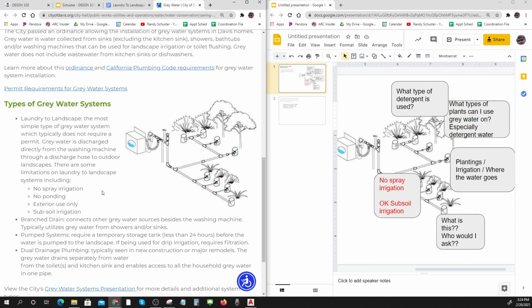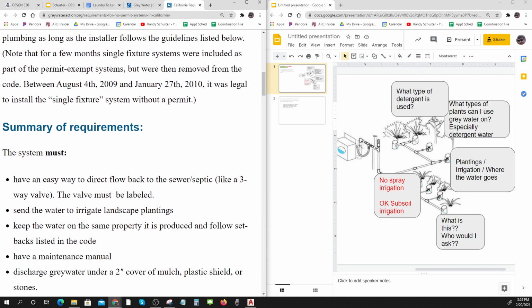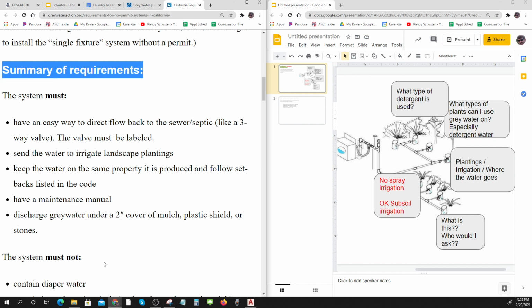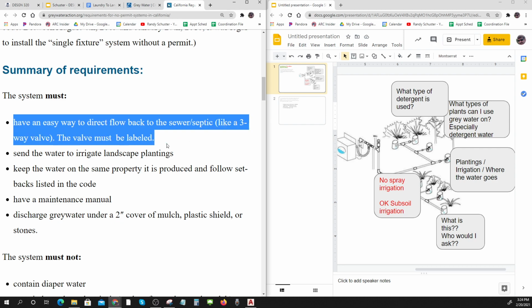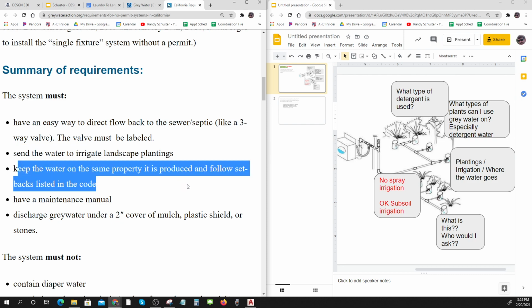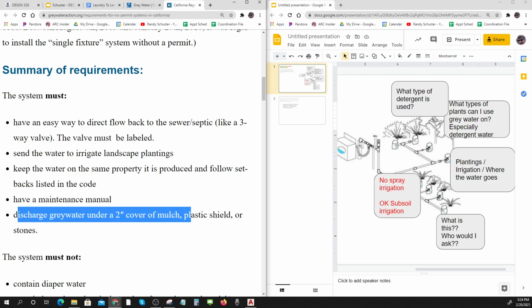Okay? The other thing to use, of course, is this. Now, you might also want to read the plumbing code. It's kind of important to look through this summary. Oh, look at this summary of requirements. This is California code. Oh, have an easy way to flow it back to the sewer, and the valve must be labeled. Irrigate landscape plants. Oh, it has to stay on the same property. Okay. Oh, you have to make a maintenance manual. And you have to discharge at least 2 inches under mulch, plastic, sealed, or stones.